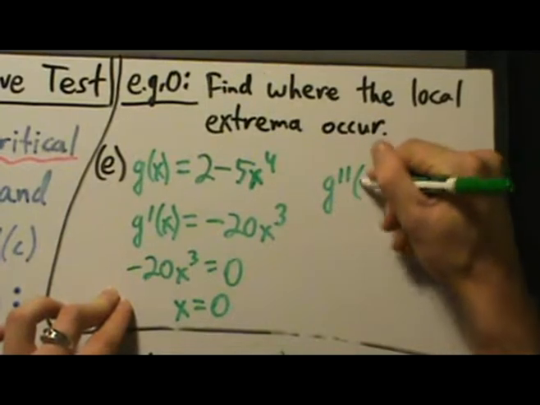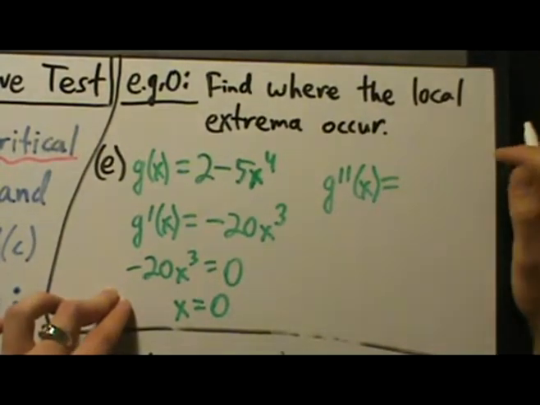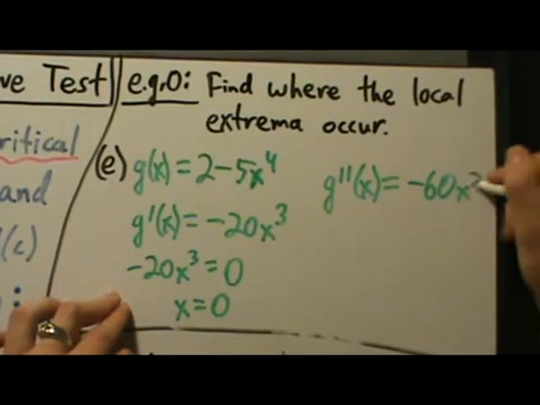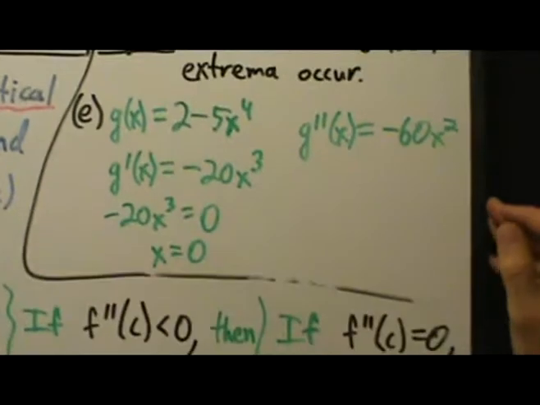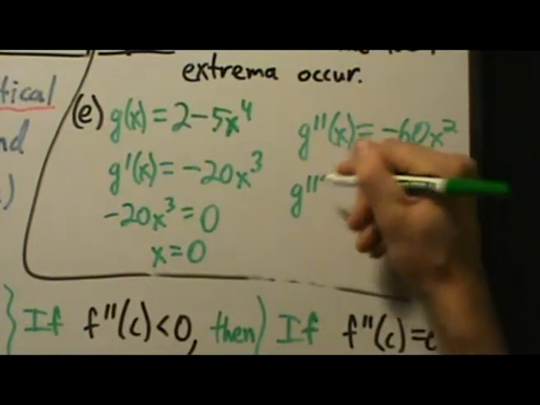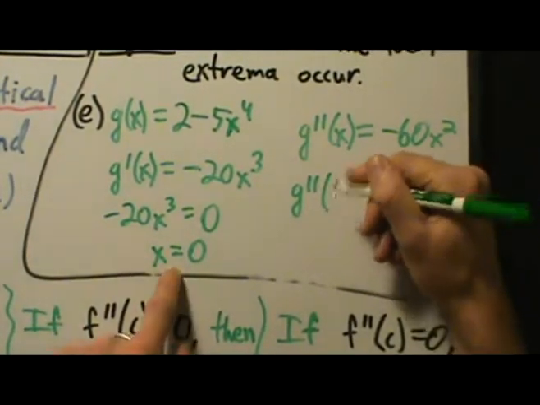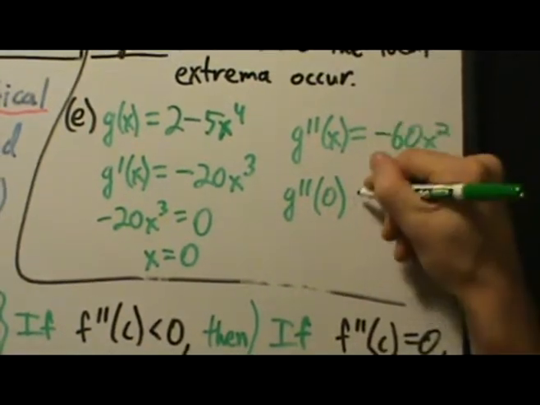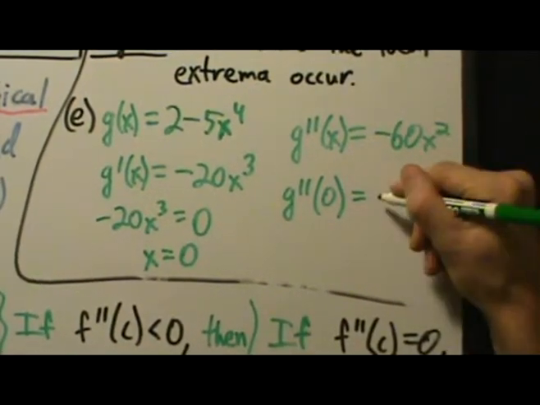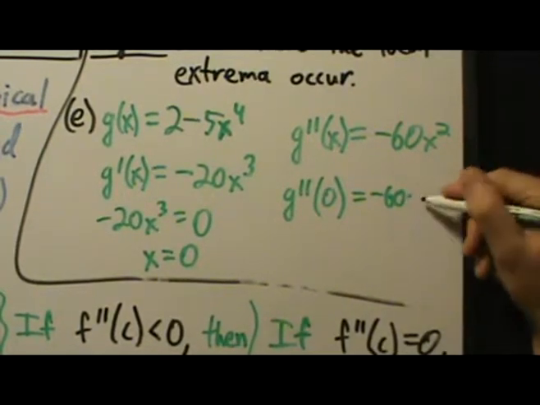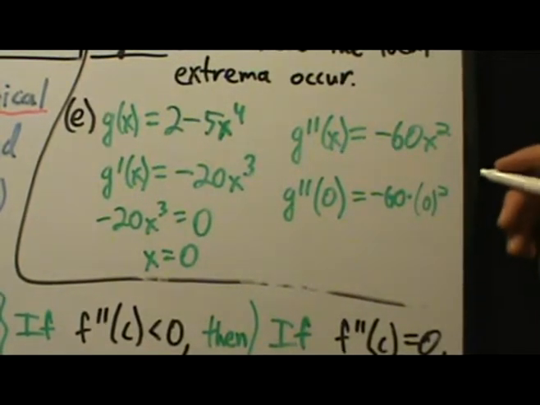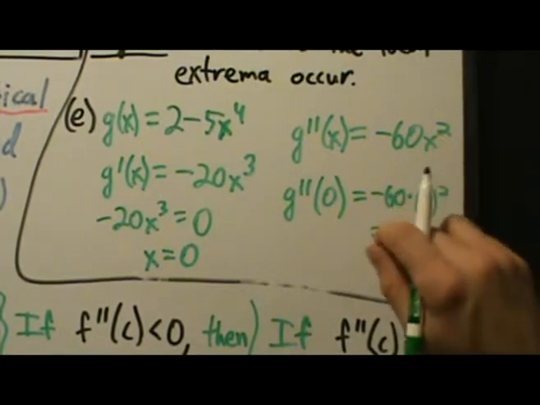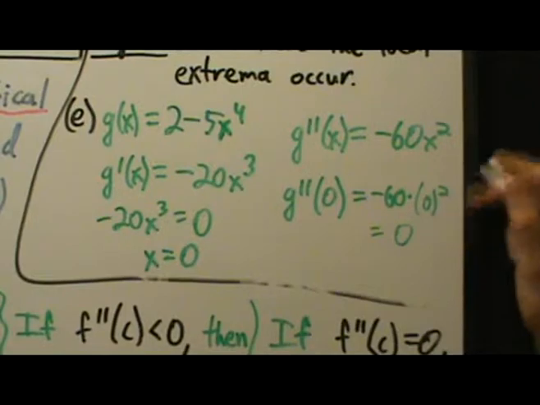So g double prime of x equals negative 60x squared. Okay. Now we evaluate the second derivative at this critical point 0. It's going to be negative 60 times 0 squared. But 0 squared is 0, and 0 times any real number is 0, so this is just 0.